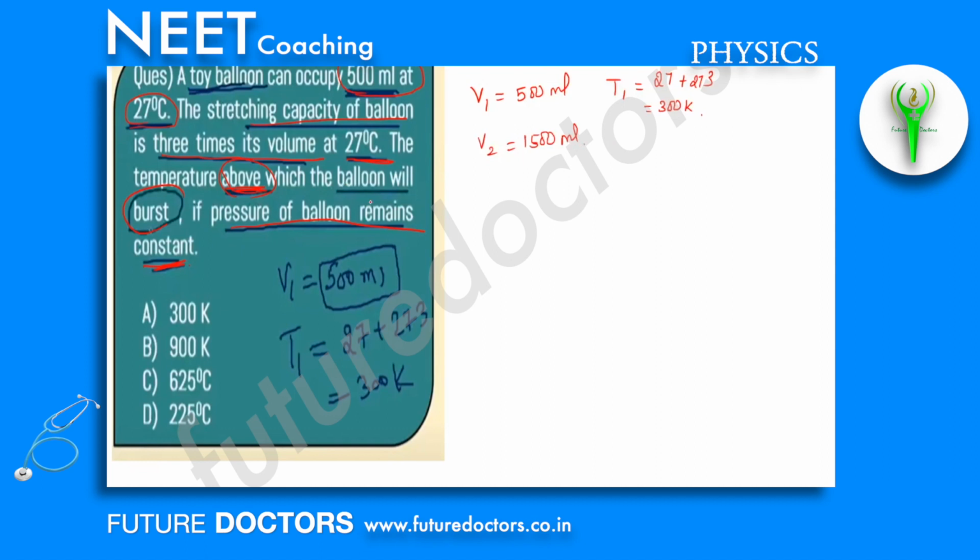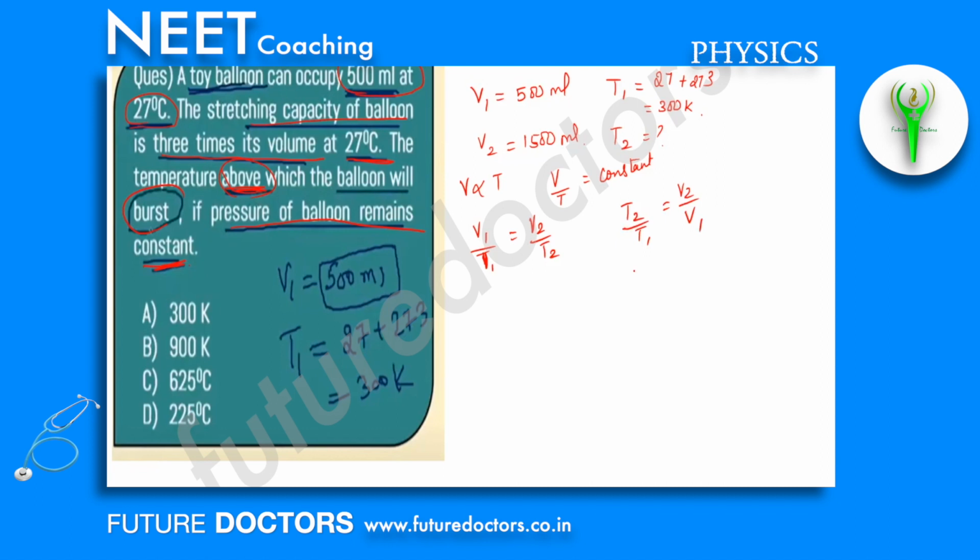The temperature above which the balloon will burst. So what is T2, they are asking. So we know V is directly proportional to T, or V by T is a constant. So V1 by T1 is equal to V2 by T2, or we can write T2 by T1 equal to V2 by V1.